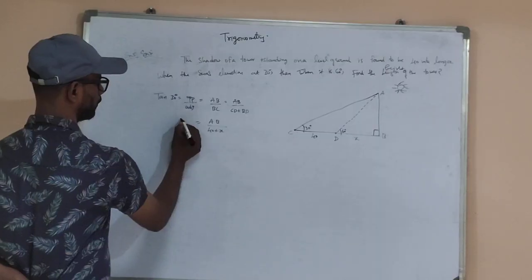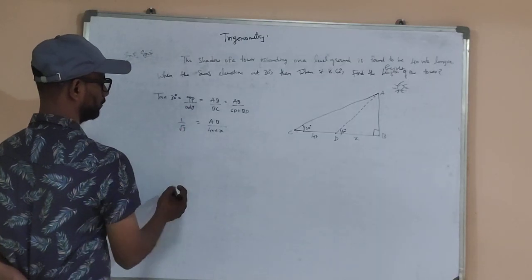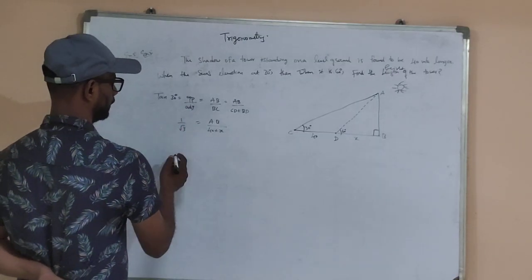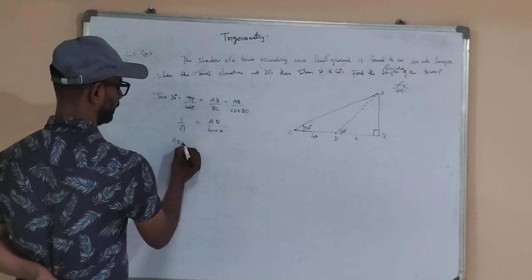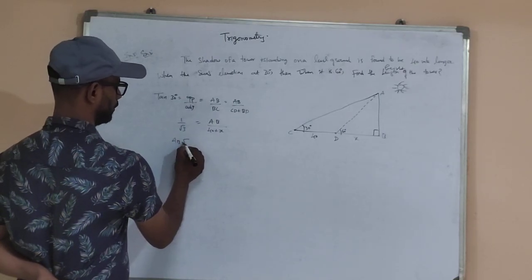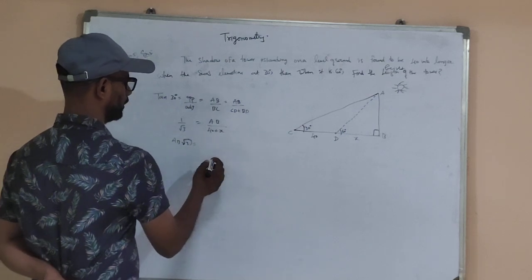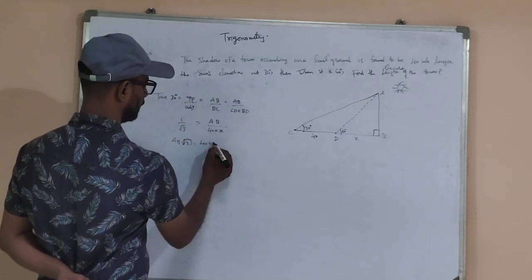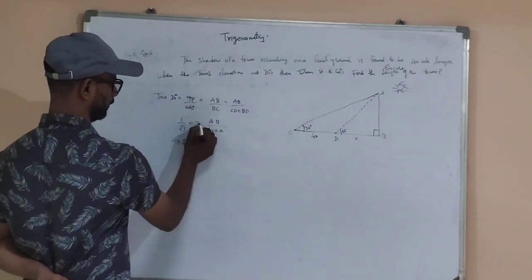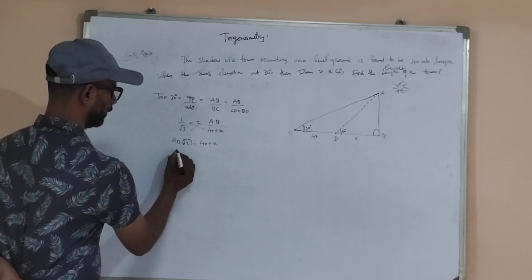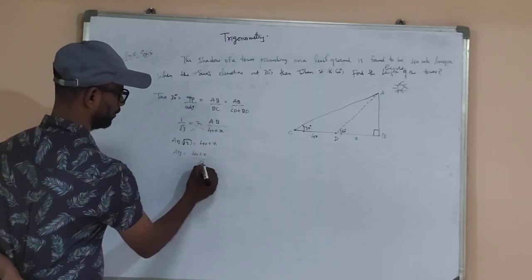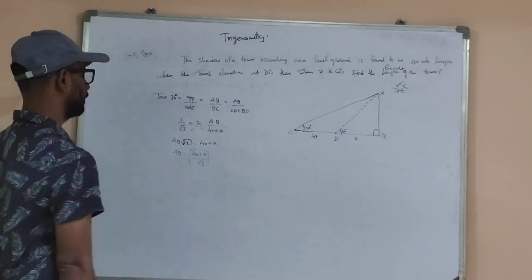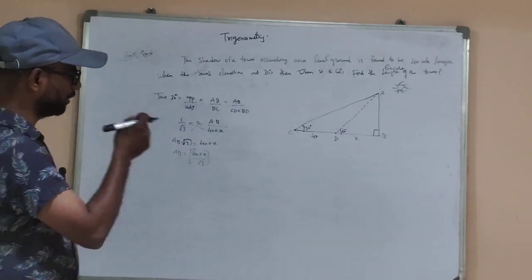So the value of tan 30 is 1 by root 3. If we do cross multiplication, what happens here? AB into root 3 is equal to 40 plus x. Then AB is equal to 40 plus x by root 3. That is the value of AB.